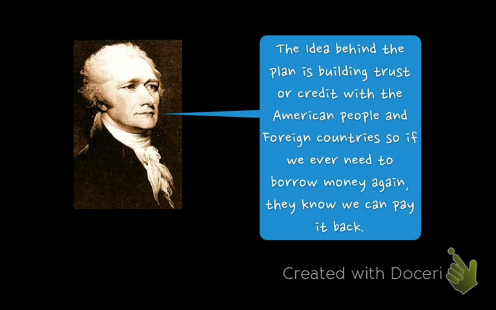That's Hamilton's plan. The idea is to establish good credit. Another word for credit is just trust. He wants to establish trust with the American people and foreign countries, because if we ever need to borrow money in times of war, at least they will trust us again. That's the idea. It's just to gain trust. So with that, we're going to gain that trust with everyone else. They will trust us, and we're good for our money. That's the idea.